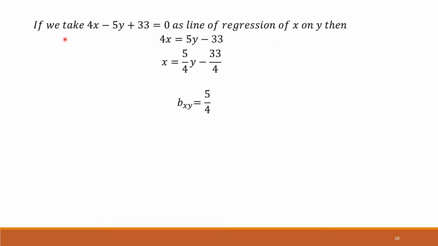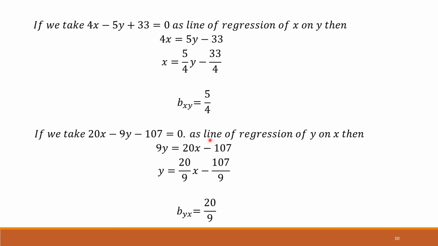We are assuming that. If I take it as x on y, the x term has to be kept on the left hand side and all the other terms on the right hand side. The 4x will become 5y minus 33, or x is equal to 5 by 4 y minus 33 by 4. When I write x is equal to, the coefficient of y will be bxy. Bxy is 5 by 4, which is greater than 1.